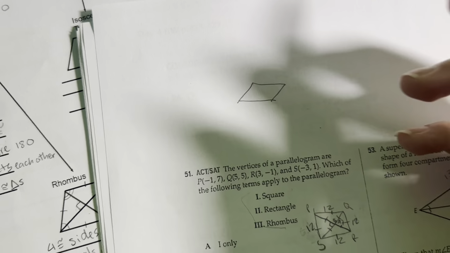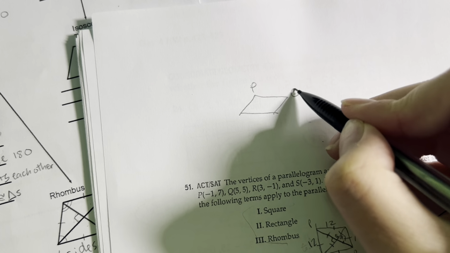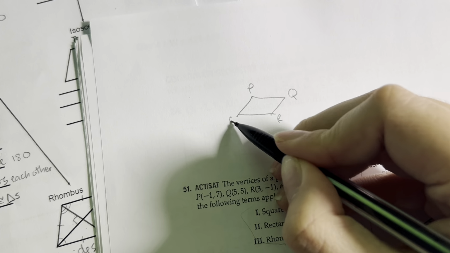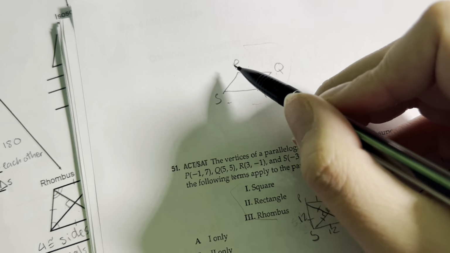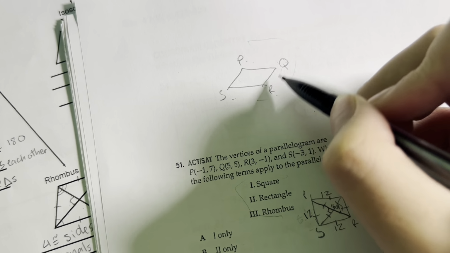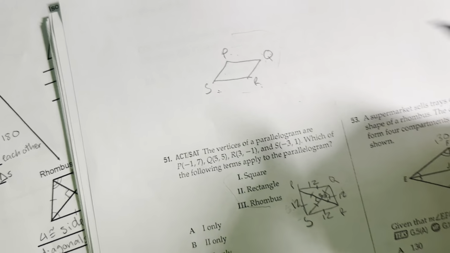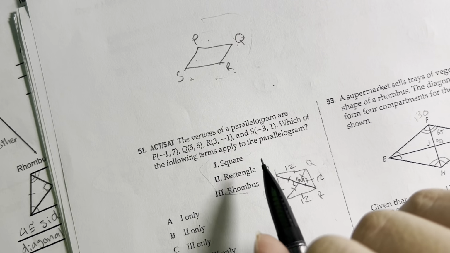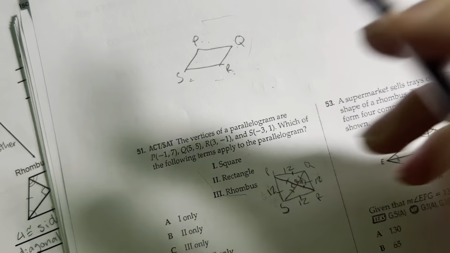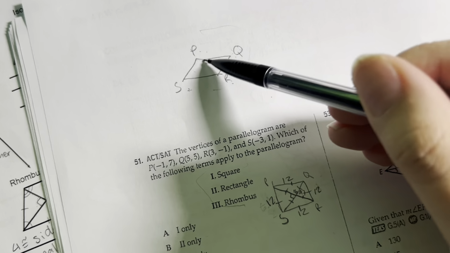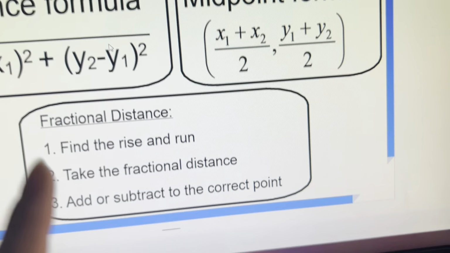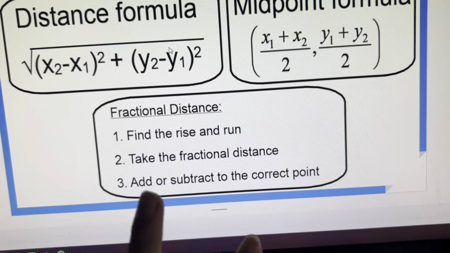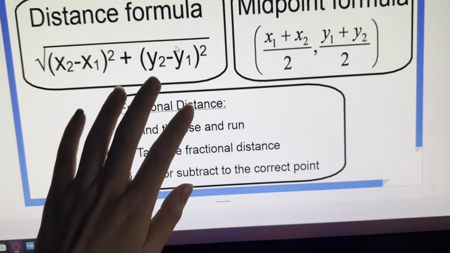Alright, now we have P, Q, R, S. Okay, let's go clockwise, so P, Q, R, S. Now we're going to find the distance of all these sides. What we're going to do is use the distance formula, where we have two coordinates and we put them in the distance formula to show what the actual distance is.